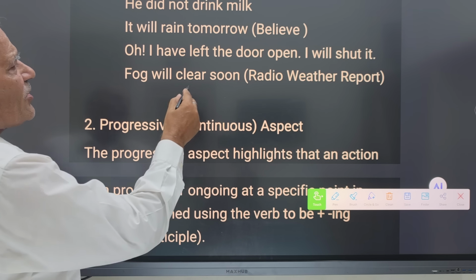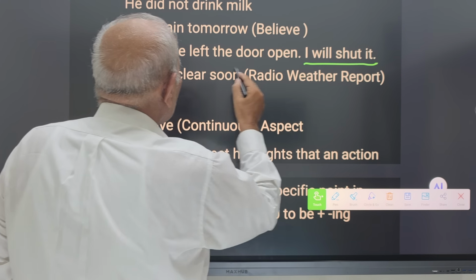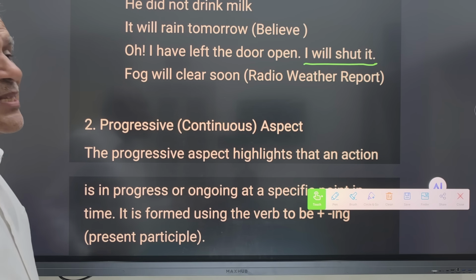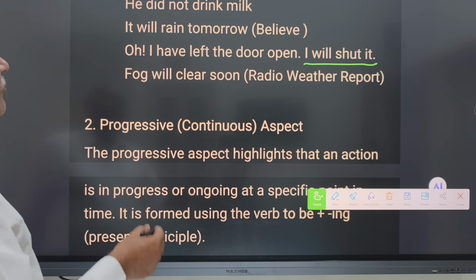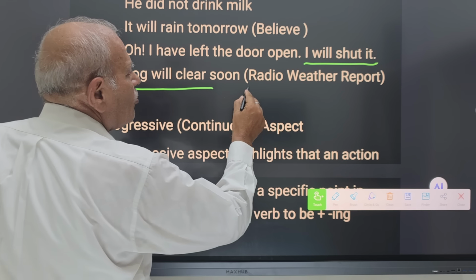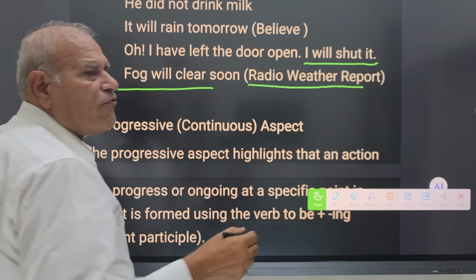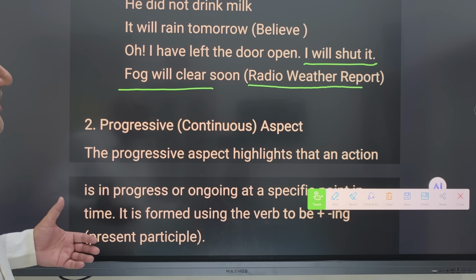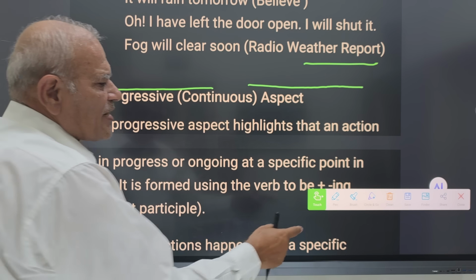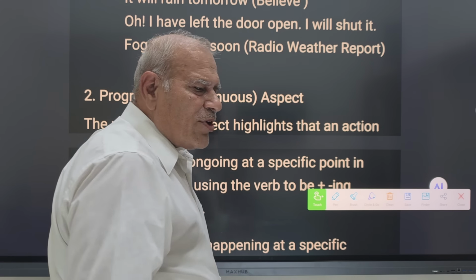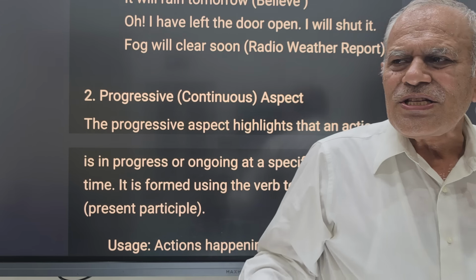Oh, I have left the door open, I will shut it. If at the time of speaking you decide anything, then you have to use will, and the event is future. But because you have decided at the time of speaking, there is no pre-plan, so you can say this. Fog will clear soon. On radio, weather broadcasts are made in such a way. Fog will clear soon.